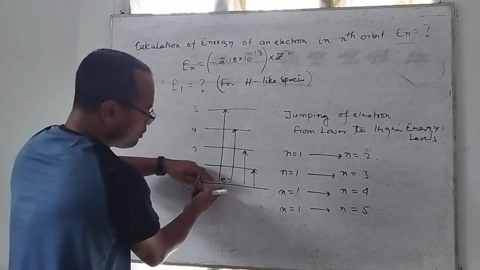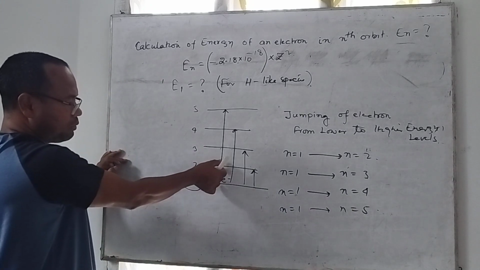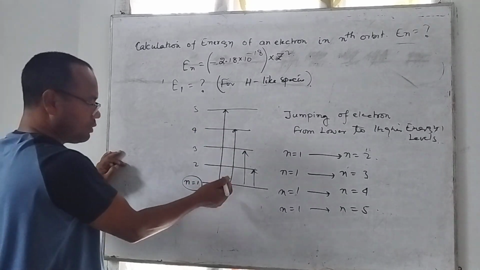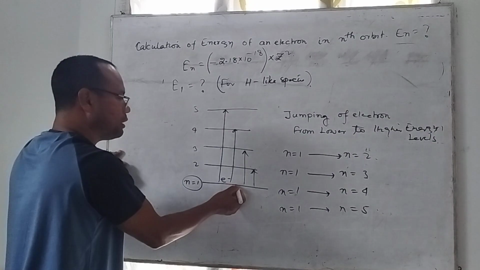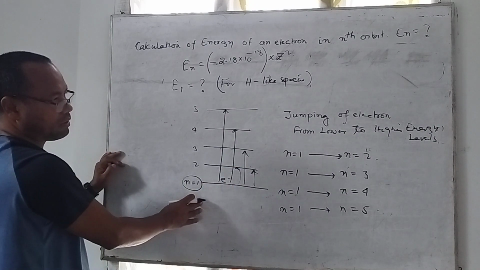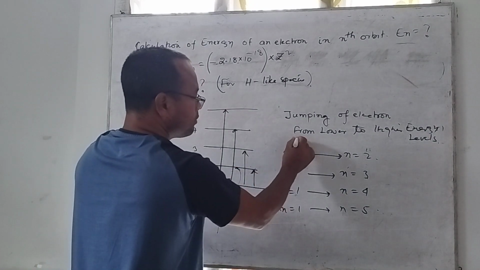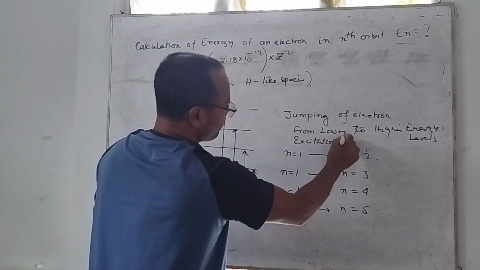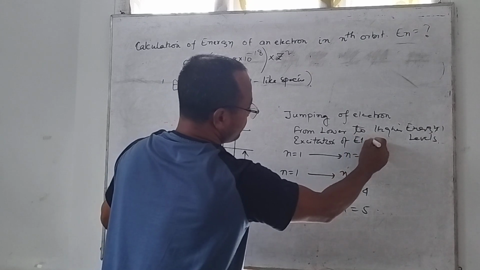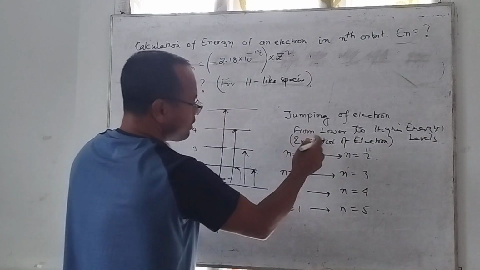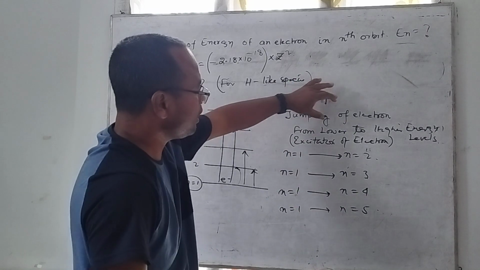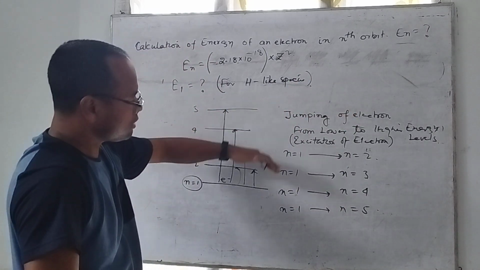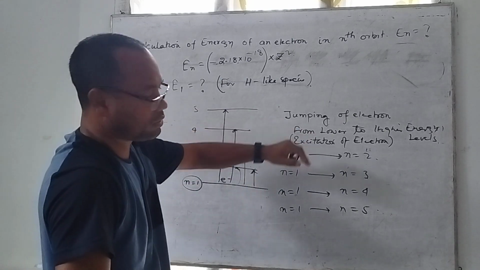Here, how much energy do we find when we calculate? So those energies are different, right? So the electron jumps from one energy level to a higher energy level. This type of mechanism is what we call excitation of the electron. So excitation of the electron means jumping the electron from a lower energy level to a higher energy level.